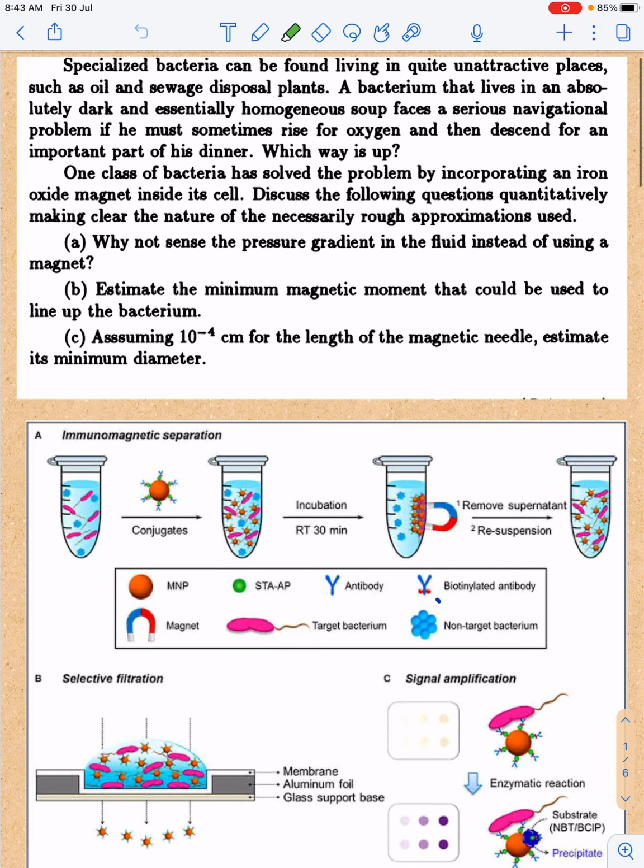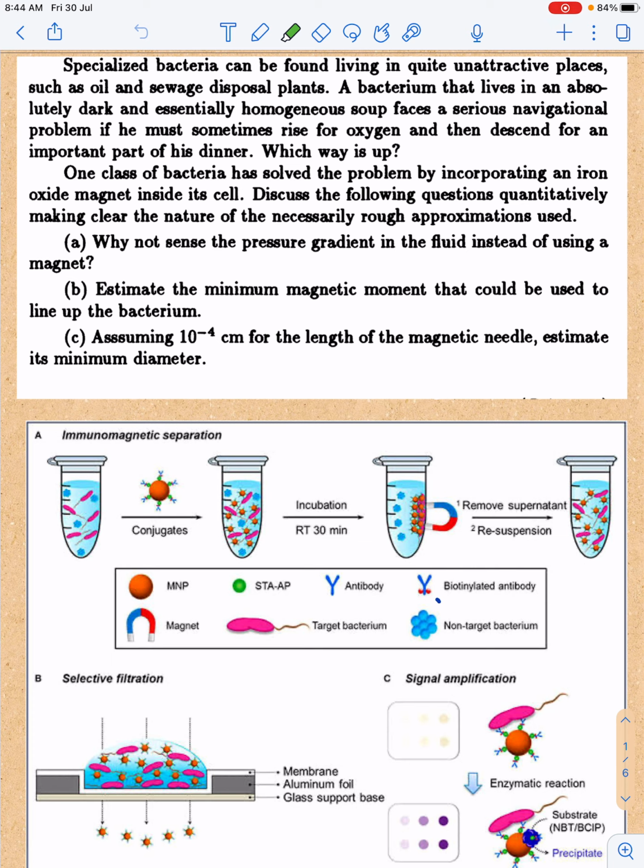Why not use the sense of pressure gradient in the fluid instead of using a magnet? And then they are saying, estimate the minimum magnetic moment that could be used to line up the bacterium, and assuming 10 to the power minus 4 centimeter for the length of the magnetic needle, estimate its minimum diameter.